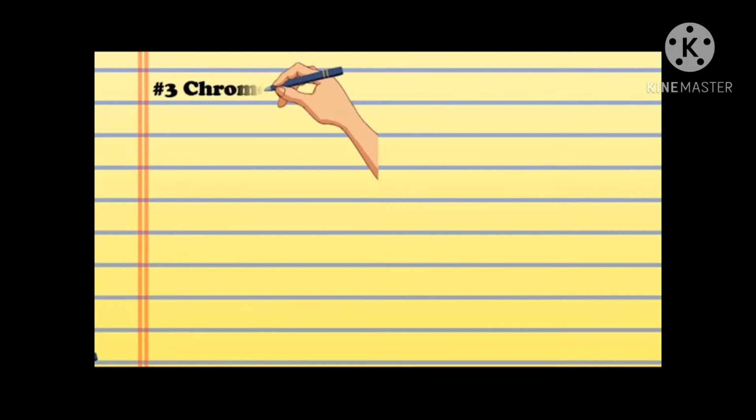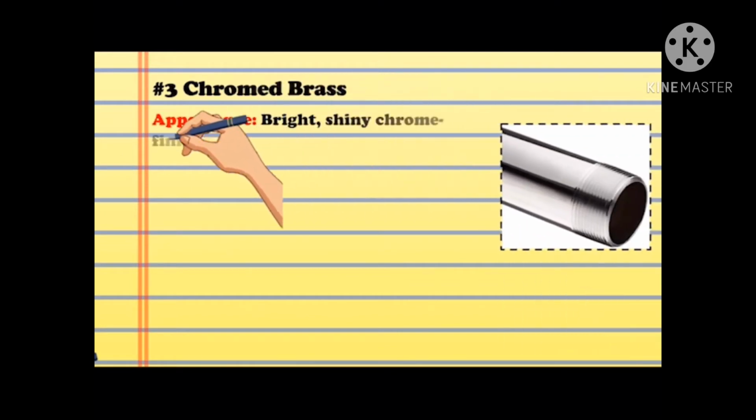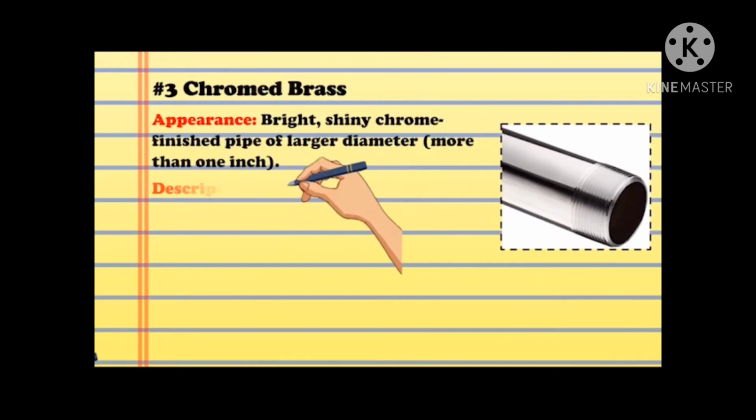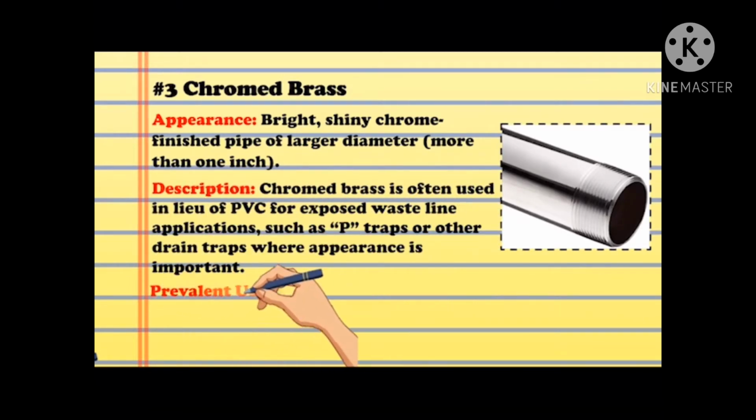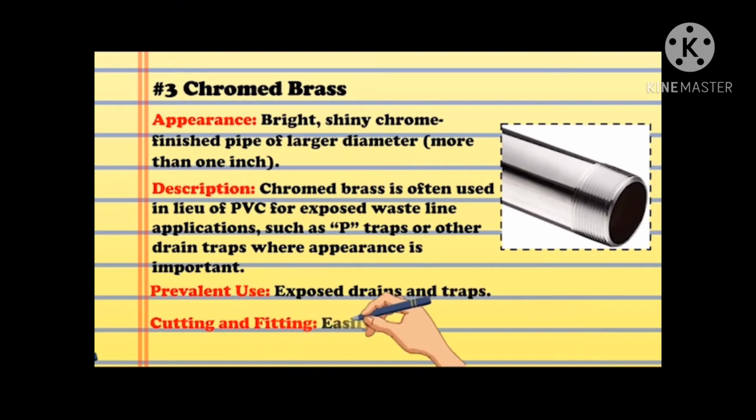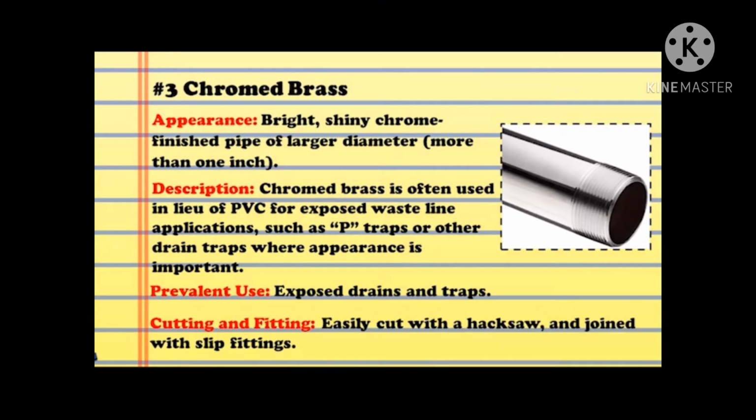Number 3. Chromed brass. Appearance: bright, shiny chrome finished pipe of larger diameter, more than 1 inch. Description: chromed brass is often used in lieu of PVC for exposed waste line applications, such as P-traps or other drain traps where appearance is important. Prevalent use: exposed drains and traps. Cutting and fitting: easily cut with a hacksaw and joined with slip fittings.